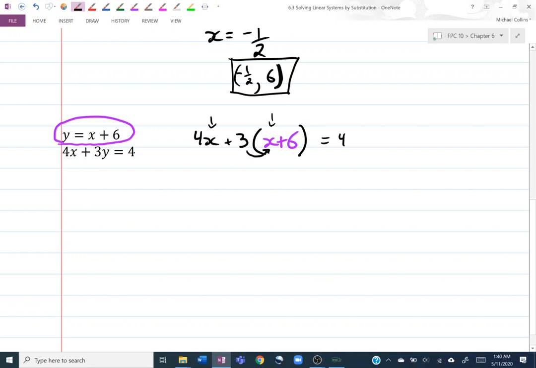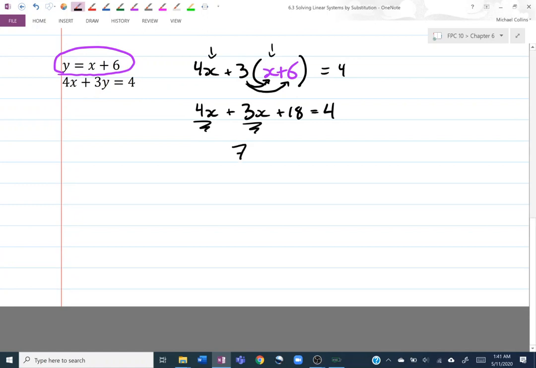To simplify, I can multiply my 3 into both of these terms, and I get 4x plus 3x plus 18 is equal to 4. I can now continue to simplify by combining my like terms. I've got 4x's and 3x's. 4x plus 3x is 7x, plus 18 is equal to 4. And now, since I have x in one place, I'm in a position to try and solve for x. I'm going to have to subtract 18 from both sides, and I end up with 7x is equal to negative 14, and I can divide both sides by 7. So I'm left with x is equal to negative 2.